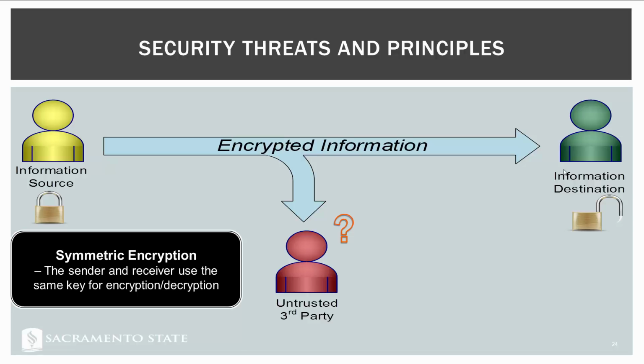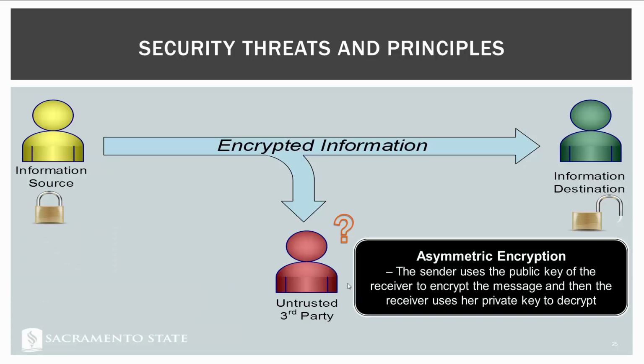The untrusted third party, they might even know the mathematical algorithm, but because they don't have the key, they can't decrypt that information and view it. The other type of encryption is called asymmetric encryption. And this one's really clever. We're not going to go into too much depth. I do in some of my other classes.